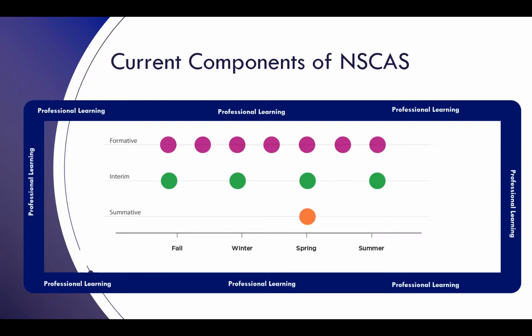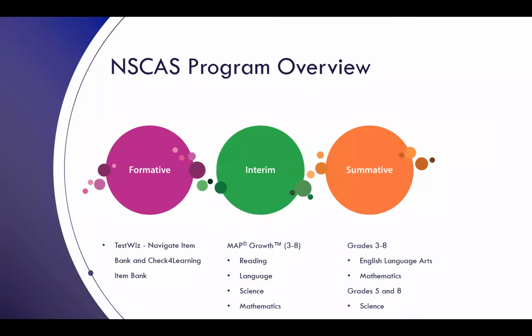So those are the current components. If we look at the formative, the interim, and the summative, each of those pieces are good in and of themselves, right? So the summative piece meets the technical quality that we need. Interim really serves the purpose of informing instruction. That formative TestWiz is there for districts to use how they see fit.